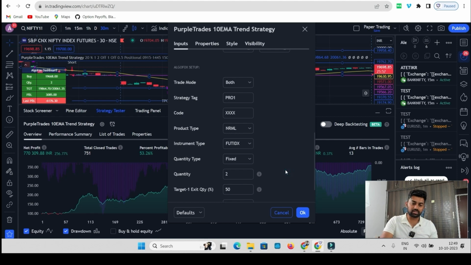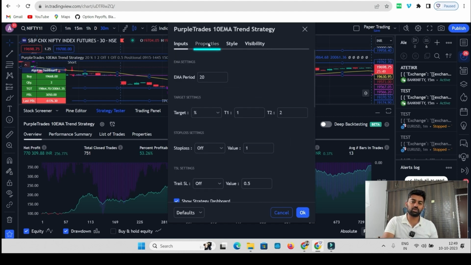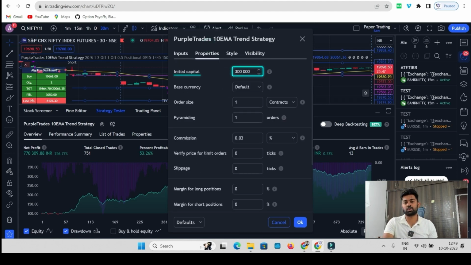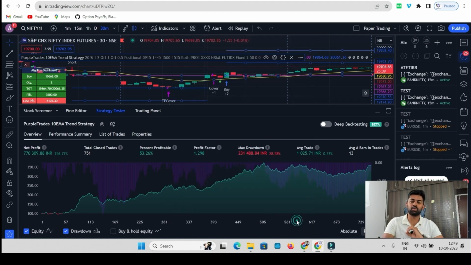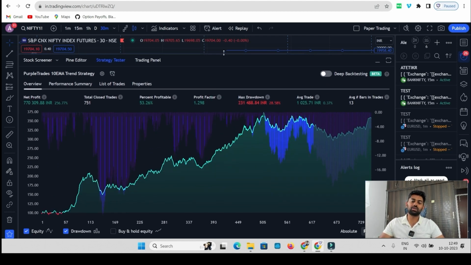And the moment I do this, look at this, I have 2 lots exiting half at target 1. And what is the initial capital that I have used in the properties? I have used 3 lakh rupees, because to purchase 2 lots of Nifty we need 3 lakh rupees. And I've added brokerage, tax and slippage also 0.03% on the turnover. After adding all of this, such a beautiful report. So you got a profitability of 256% with a win rate of 53%, profitability of 1:1.3, drawdown of less than 30%. So the strategy looks really profitable.